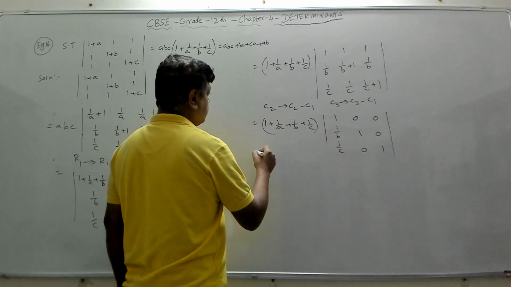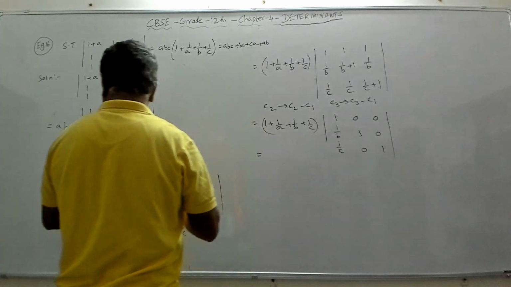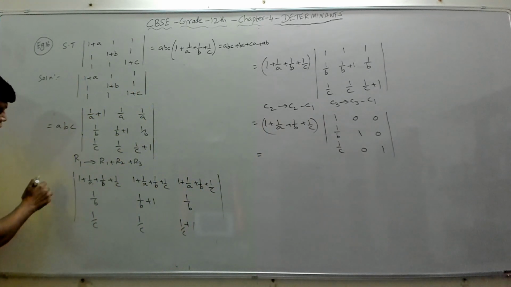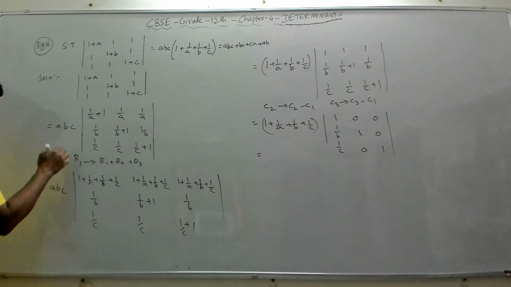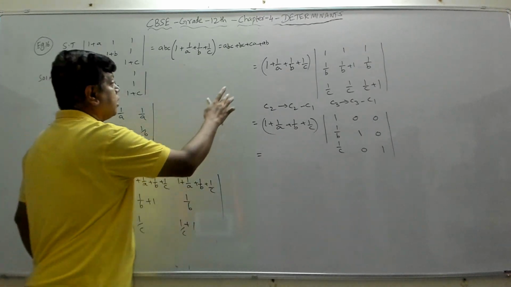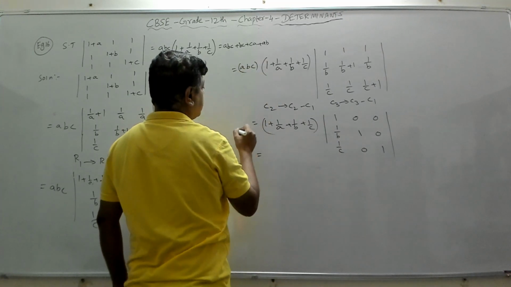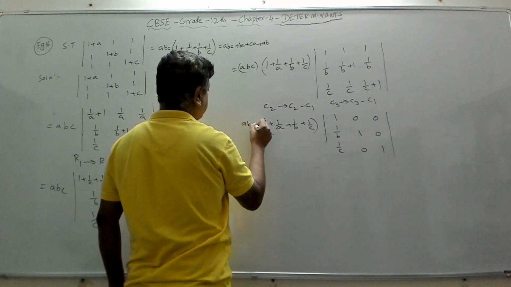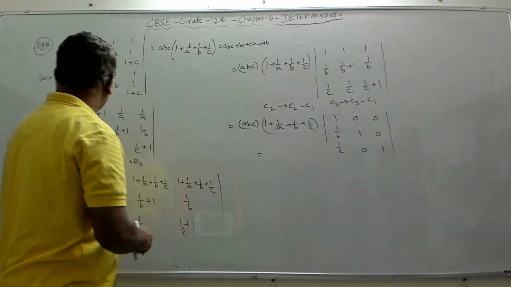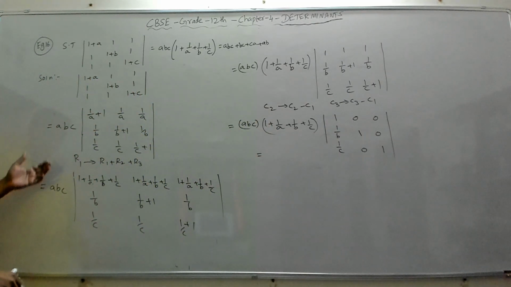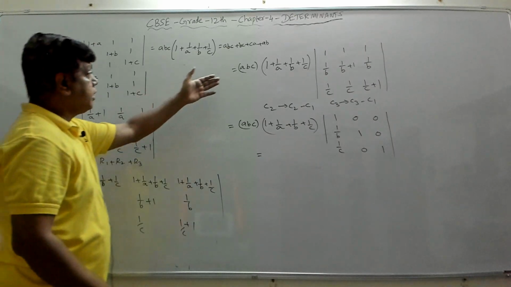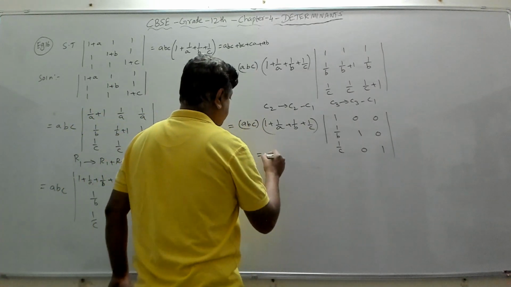I have to write this ABC, sorry, I missed it. So this is equal to ABC. This ABC which we took common should come here, here, and here. So this is ABC into 1 plus 1 by A plus 1 by B plus 1 by C.